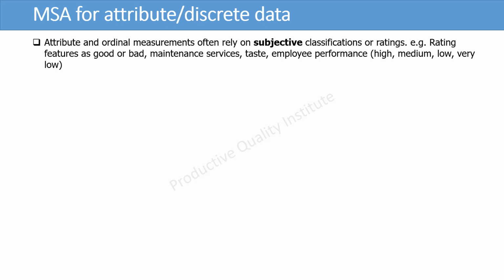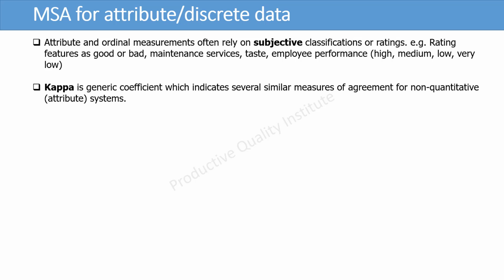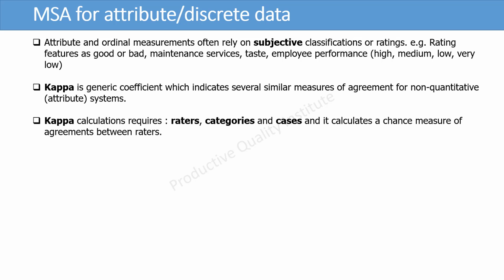Attribute and ordinal measurements often rely on subjective classifications or ratings. For example, rating features as good or bad maintenance services, taste, employee performance, high, medium, low, very low. Kappa is a generic coefficient, which indicates several similar measures of agreement for non-quantitative attribute systems. Kappa calculation requires raters, categories and cases, and it calculates a chance measure of agreement between raters.